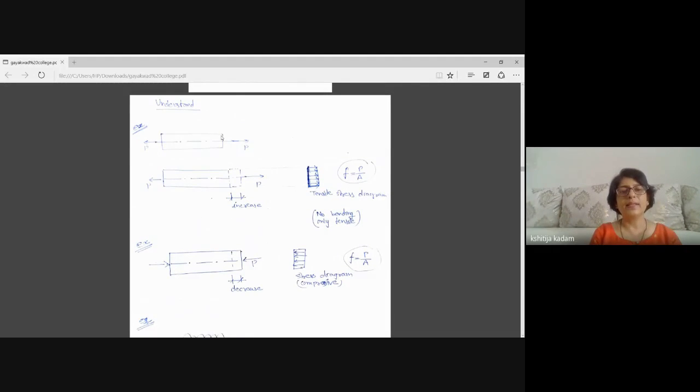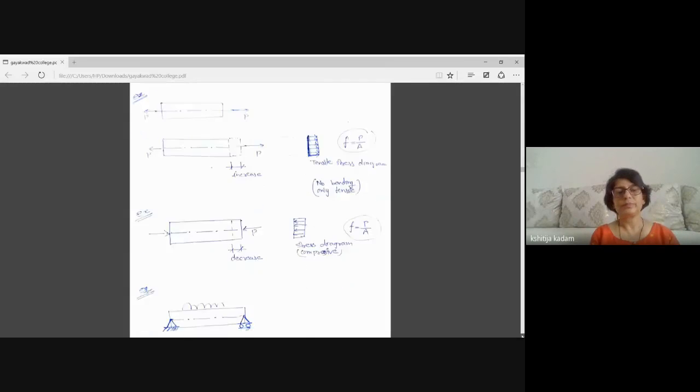Let us say that there is a horizontal rod, and if I am applying a force P like this, what will happen? The length of the entire rod will increase. So if I draw a stress diagram across the thickness, you will find that the entire rod is in tension, so the same stress diagram is observed. And the formula for stress will be P upon A, the force applied upon cross section area.